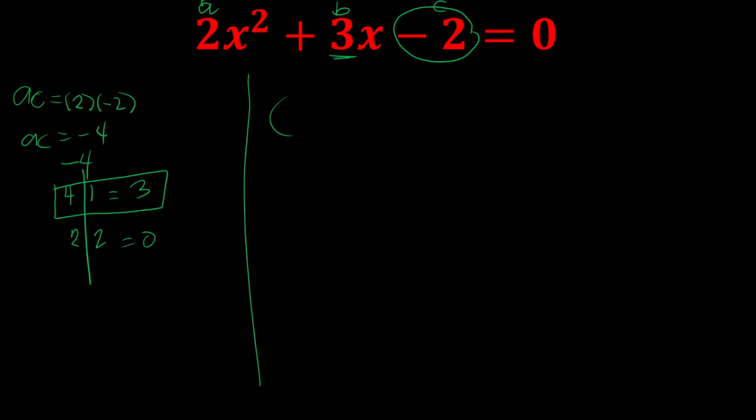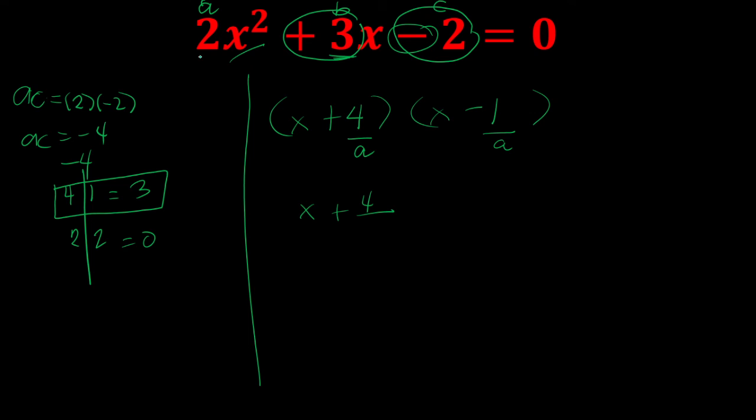Okay? So, i-factor na natin siya. Factor ng x squared is x and x. Ito negative siya. So, isang positive, isang negative. Siyempre, ito positive yung second term mo. So, ibig sabihin yung mas malaking factor nasa positive. Tapos, yung sagot mo dyan, i-divide mo sa A. Sa value ng A. So, x plus 4 over, ano ang A? A is 2. So, over 2. Times x minus 1 over 2.